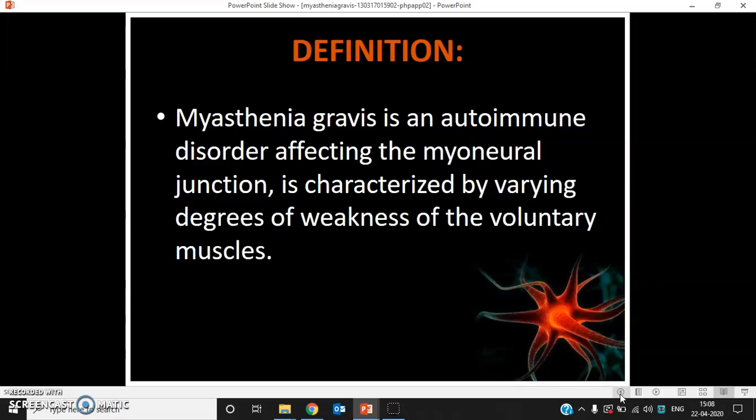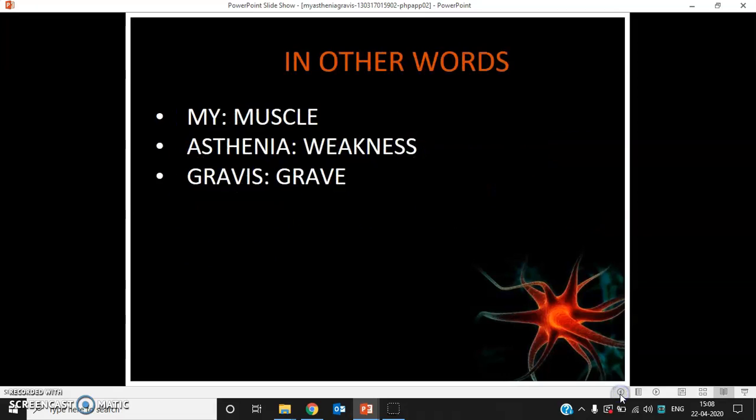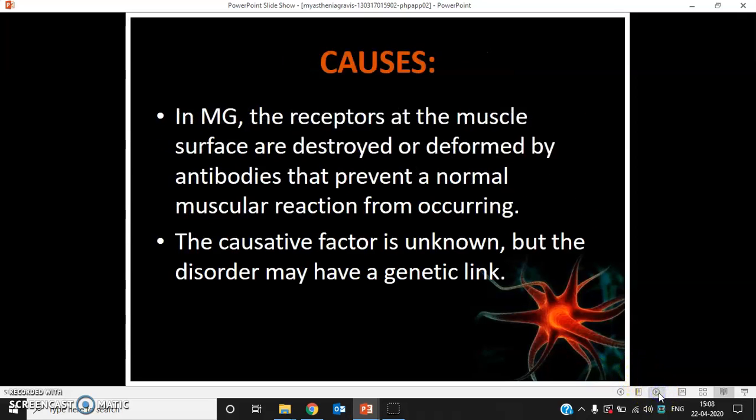So it's basically a very common disease in India as well. In other words, we say MG. My means muscle, asthenia means weakness, and gravis means grave. So, what are the causes of myasthenia gravis?